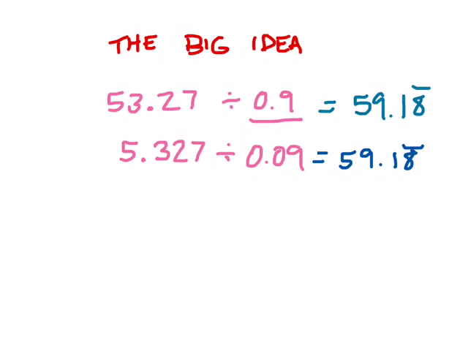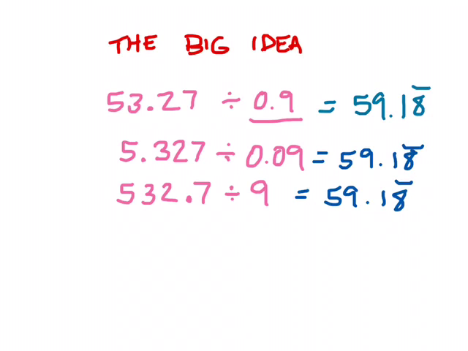Let's do another one. Let's say this time that I'm going to change the problem to be 532 and 7 tenths divided by 9. Again, if I answer that question, I find out that this equals the same thing, 59 and 18 hundredths with the 8 repeating forever. So this is really cool. We have three separate problems with different numbers in them because of their different place values, but they all give us the same answer. And we're going to use this fact in just a second to make division with our divisor decimal really easy.